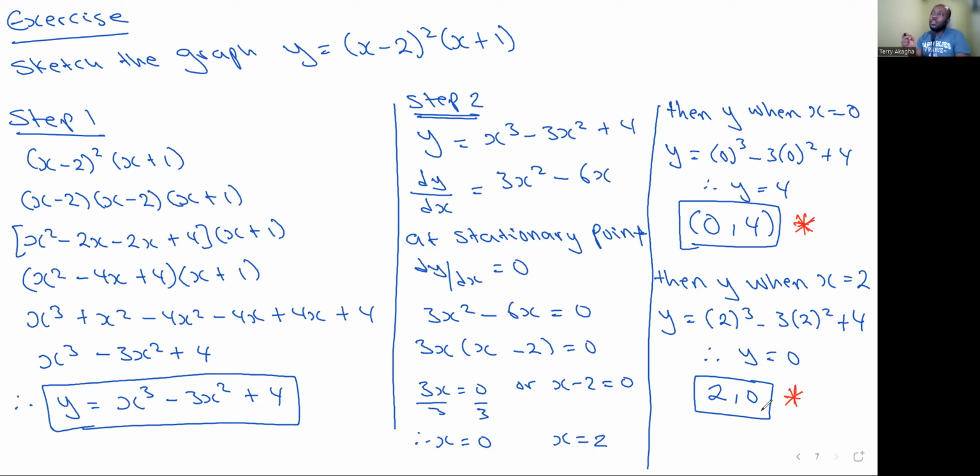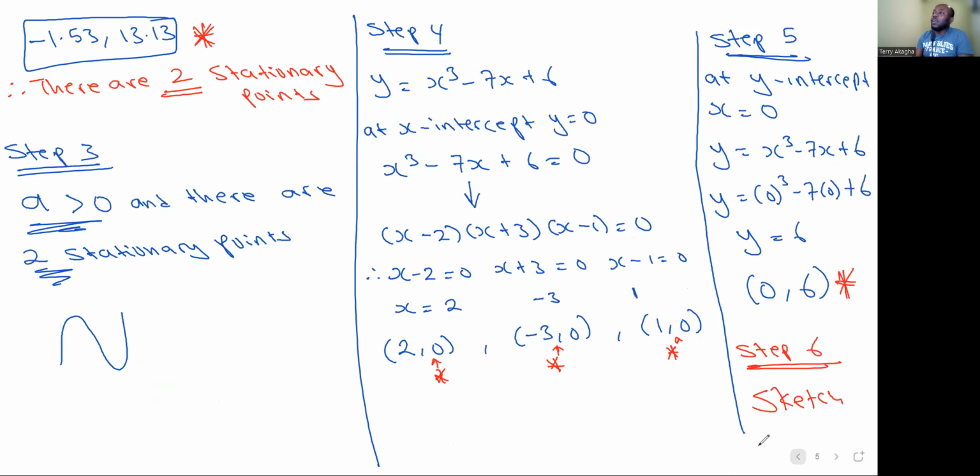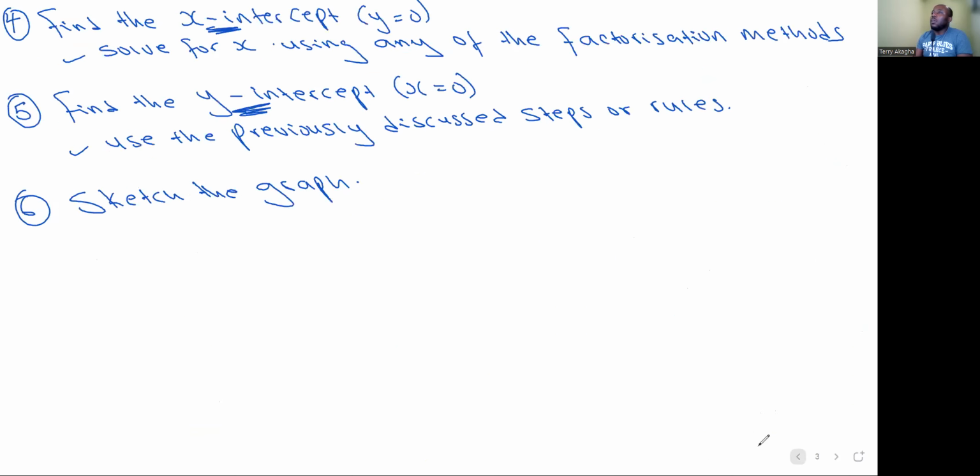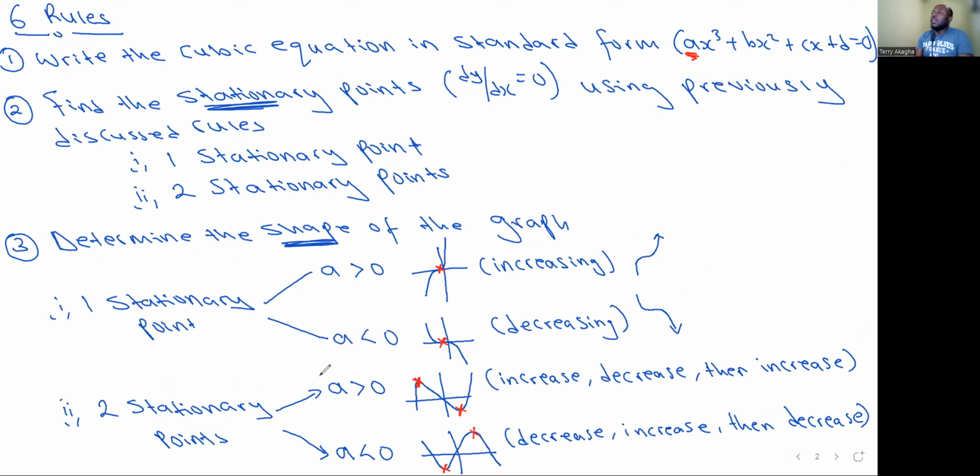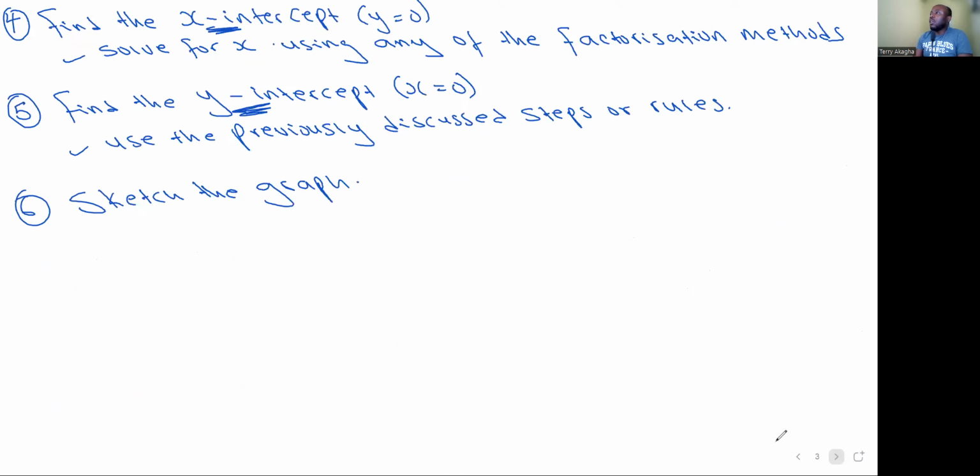So that means for this equation, or this graph function, the cubic function, there are two stationary points. Now we're going to go to the next step, which is step 3. All right, let's go to step 3. So what happens in step 3? We have to determine the value of a first. Okay, so let us check.